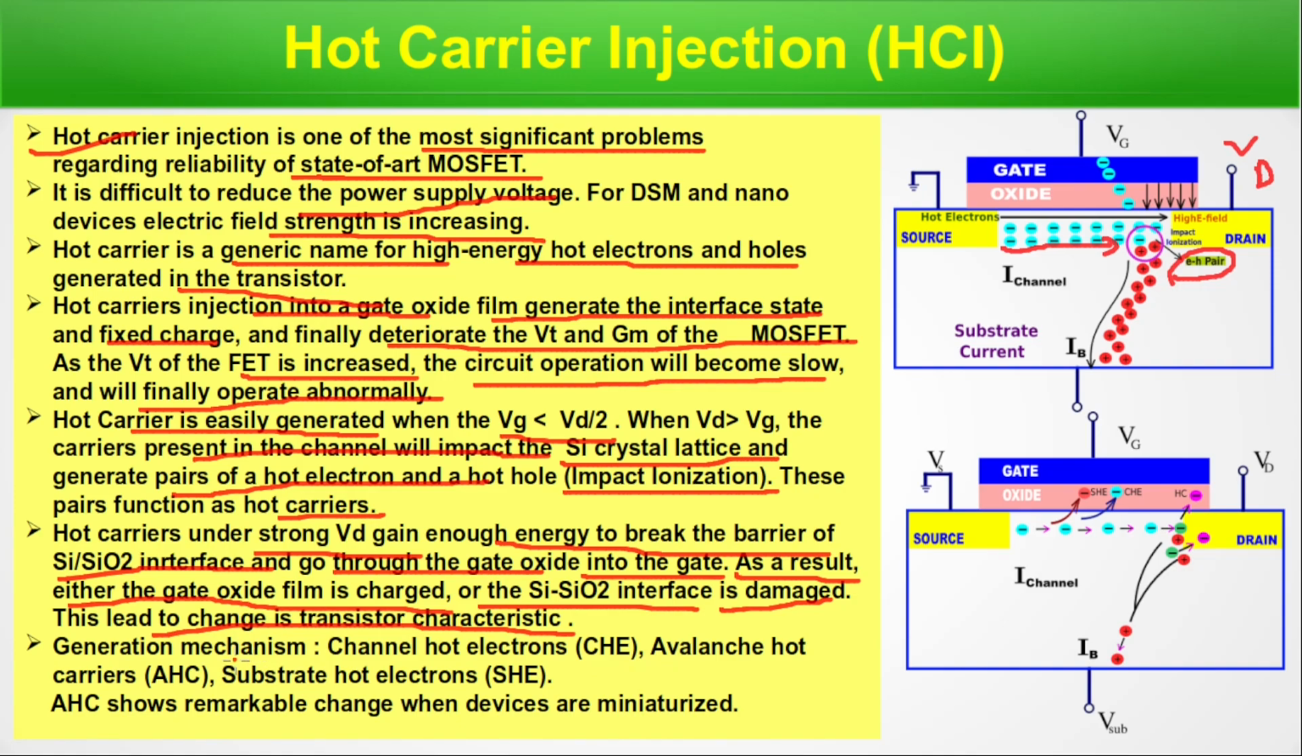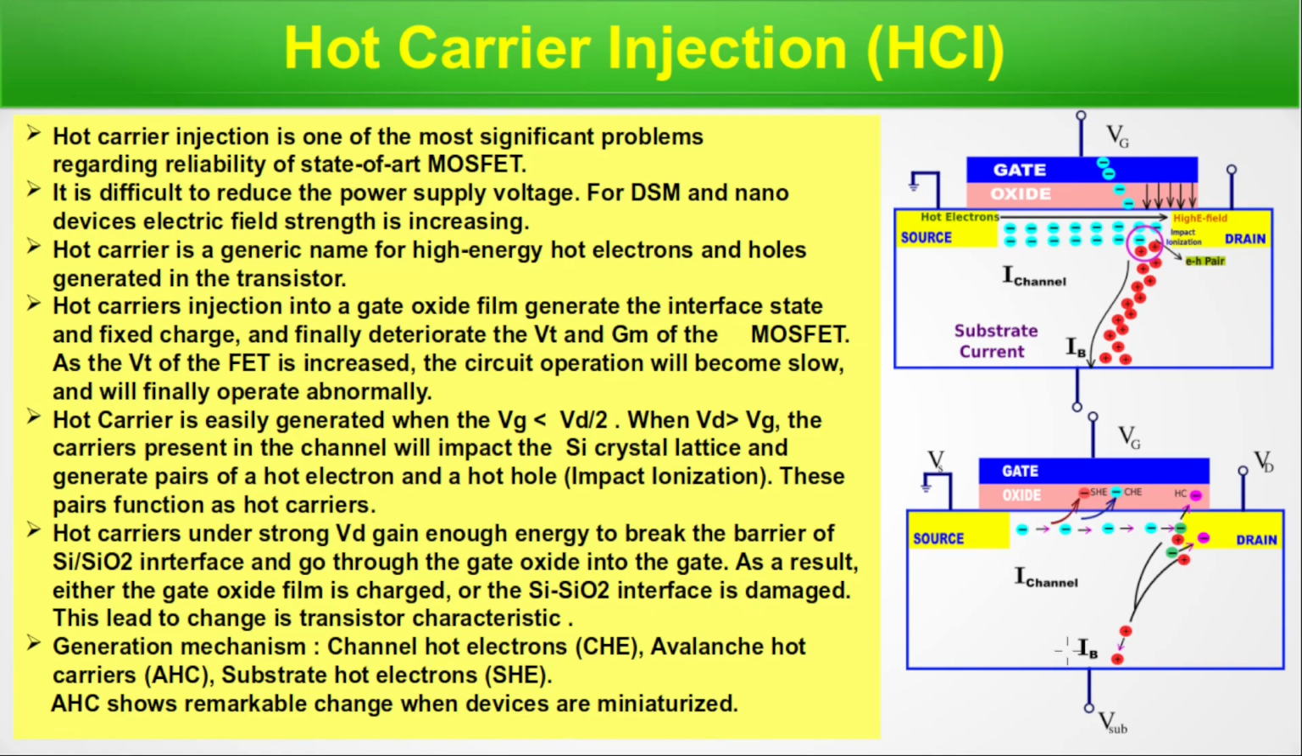As for the generation mechanism of hot carriers, there are three types: channel hot electrons, avalanche hot carriers, and substrate hot carriers. Among these three, AHC or avalanche hot carriers is the most important, creating remarkable change when devices are miniaturized. So that is hot carrier injection. Here the SHE, CHE and AHC hot carrier injection are shown. We are done with this slide. Now we will move to the next slide.